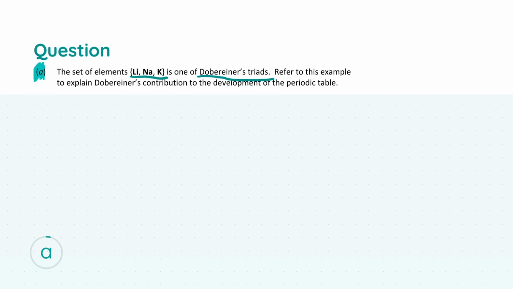And we're asked to refer to this example to explain, so we're going to be explaining something here, Dobereiner's contribution to the development of the periodic table. And as I was saying, this plays into the history of how we got to where we are now with the current periodic table.